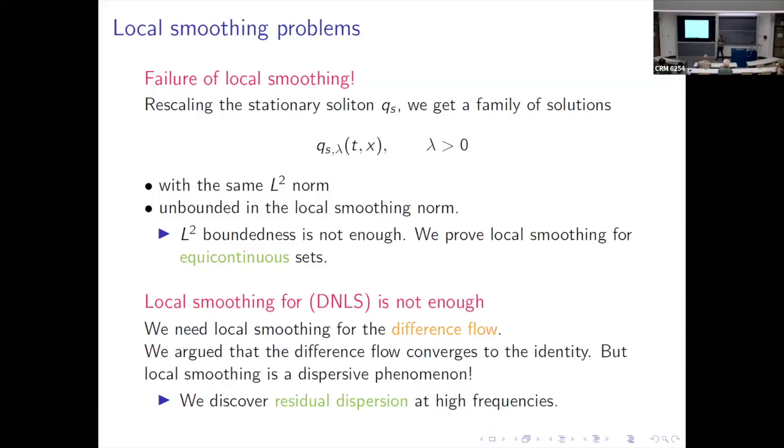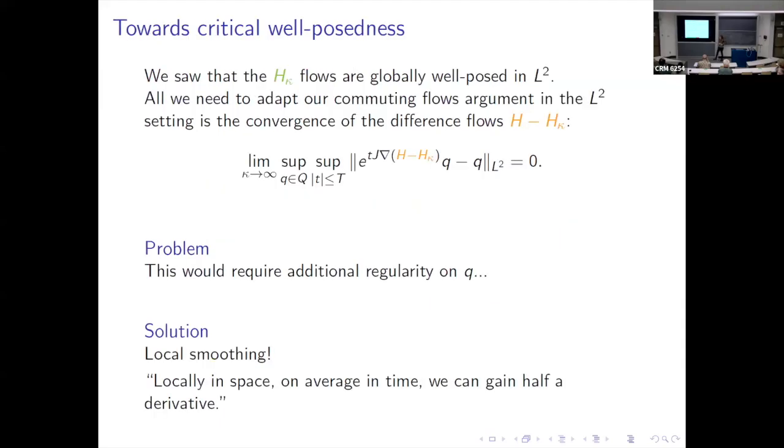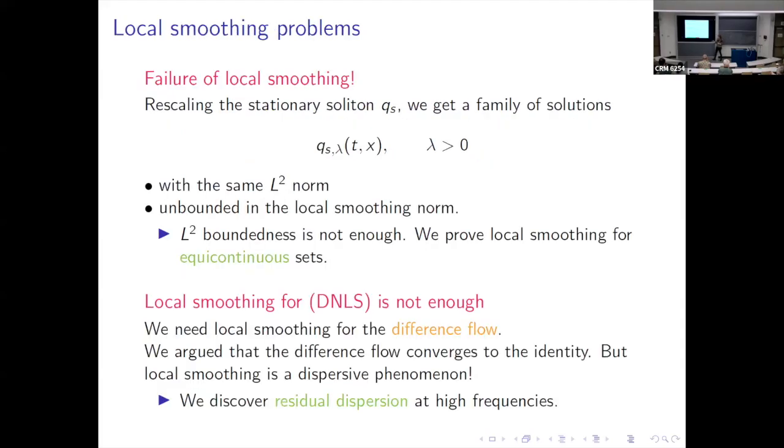Instead, I can get a local smoothing result for equicontinuous sets. But even that is not enough, because if I go back here, remember, the thing that I need to have more regularity is not the solution under DNLS, but the solution under the difference flow. So what I need is local smoothing for the difference flow. But what am I trying to argue? I'm trying to argue that the difference flow converges to the identity.